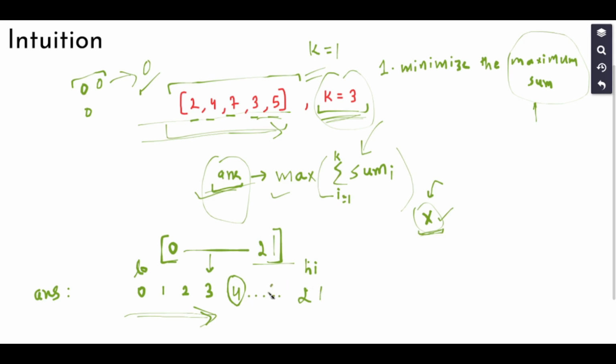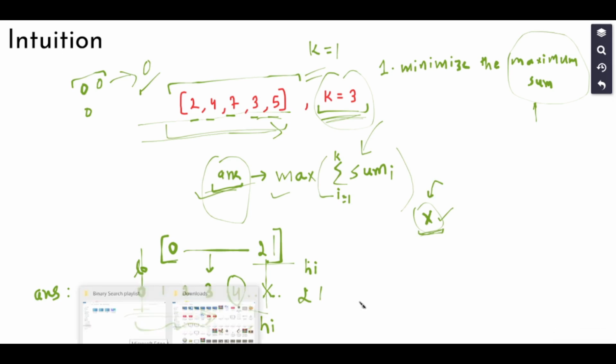If x is a valid answer, let's say x lies here, then we want the minimum integer, so the answer will lie from 0 till this x, from low till this x. So the high is reinitialized to this x. Now the answer range is reduced to this new range.